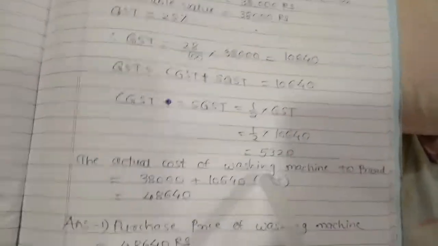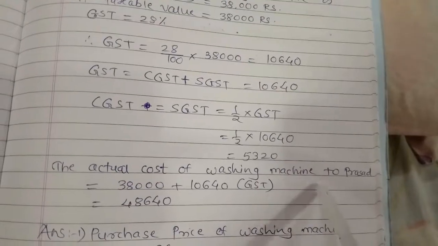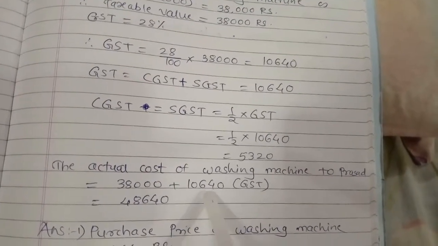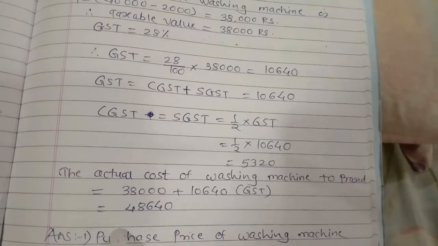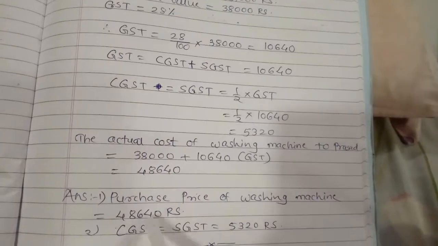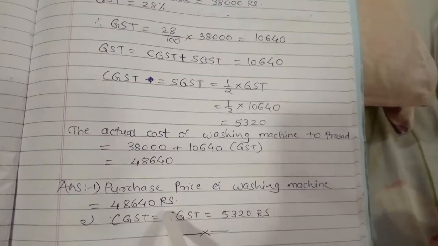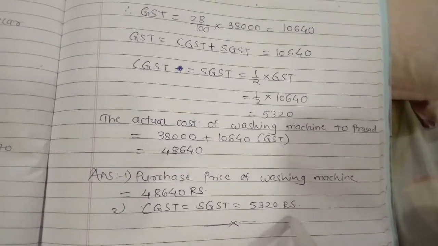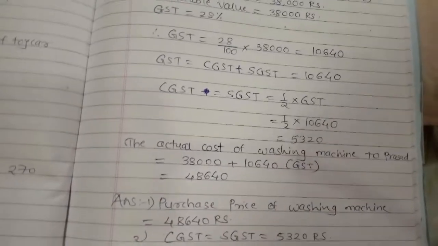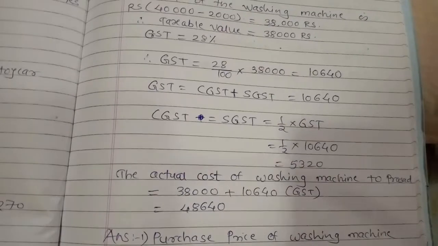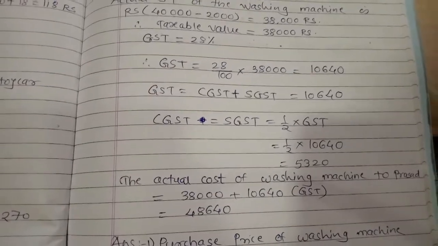And so the actual cost of the washing machine to Prasad is 38,000 plus the GST amount, that is 10,640, and so the total is 48,640. So the purchase price of the washing machine is 48,640 rupees and the CGST is 5,320 rupees. So this is all about the first exercise of the topic, financial planning. The remaining examples we'll see in the next lecture. Thank you.